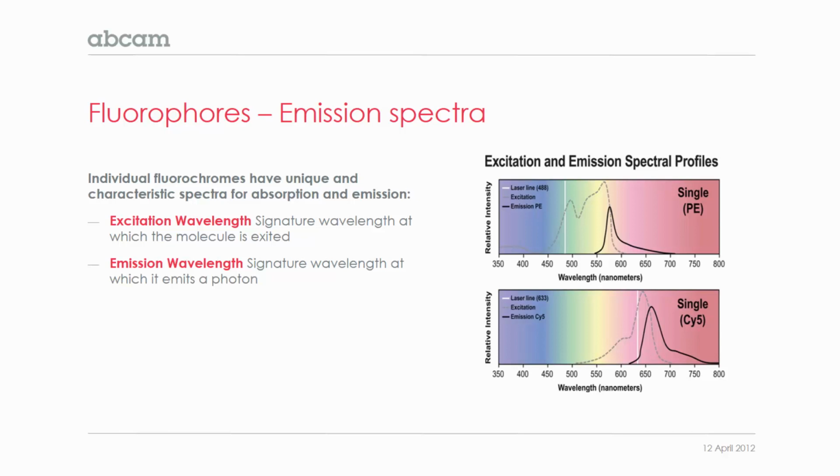The excitation wavelength is the signature wavelength at which the molecule is excited. So this is the wavelength at which you shine the laser. The emission wavelength is the signature wavelength at which that fluorochrome emits a photon. So that's the wavelength at which you will detect.